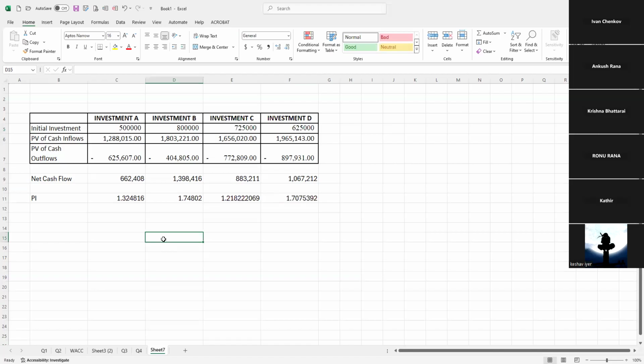Which one are you going to invest in? B. Definitely B, right? The second one will be D. If you have to invest in any of those, those will be the two that you're going to invest in. So let's go to the slides and see how we're going to answer this question.